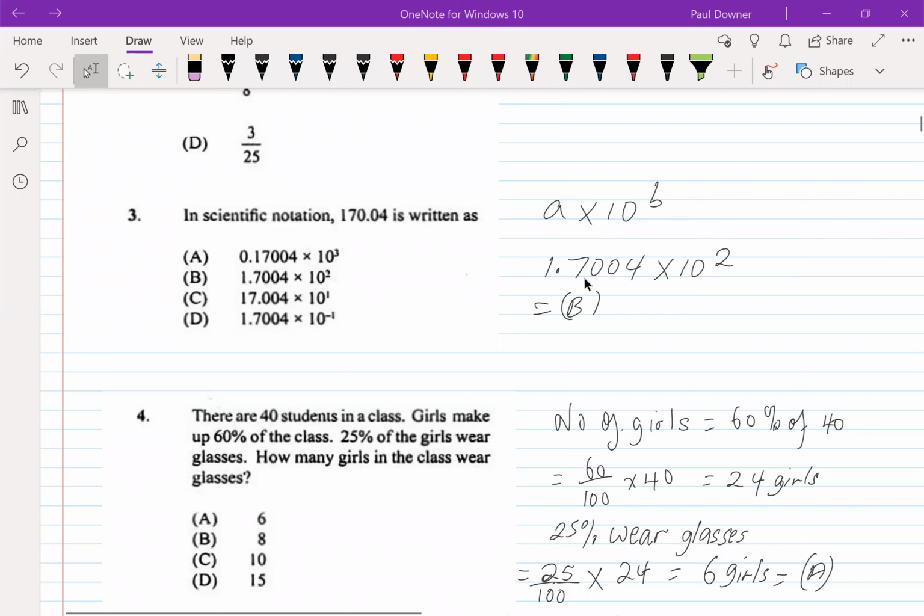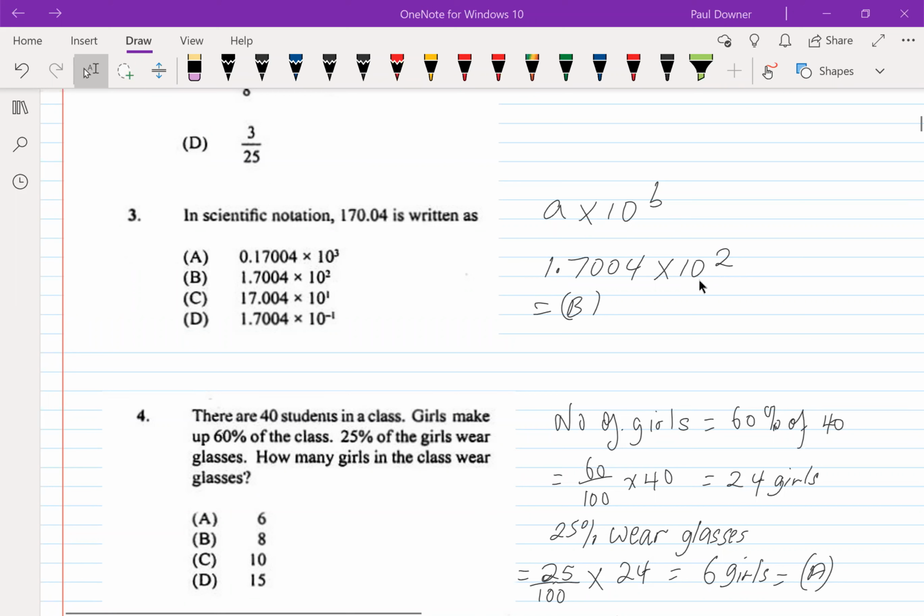And because I'm moving it to the left, that means I'm actually dividing the original number by 100. That means I have to compensate for that by multiplying by 100, which means multiplying by 10 to the power of 2. Mechanically, you could remember that if you're moving to the left, the number of spaces you move to create A is the number that you would use for B. It would be positive, okay?